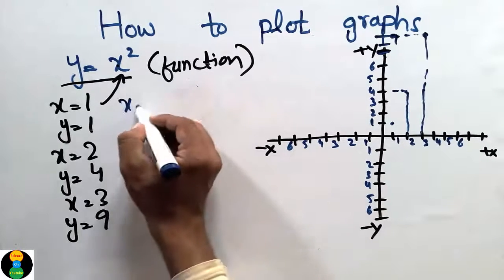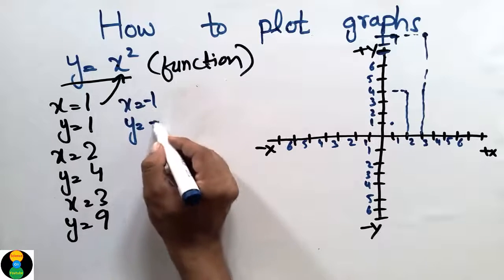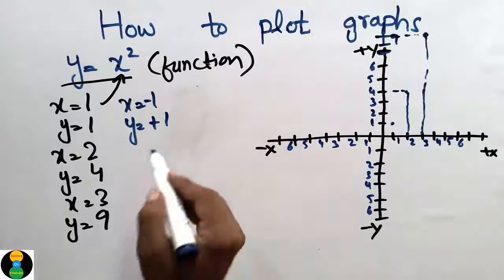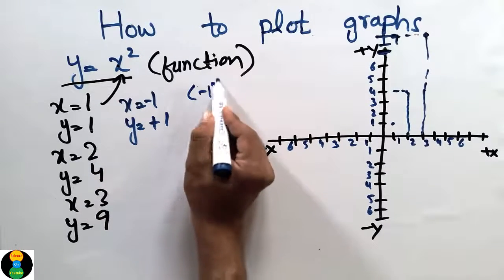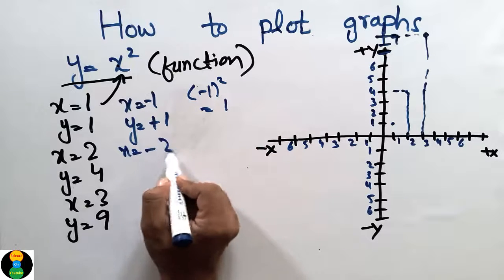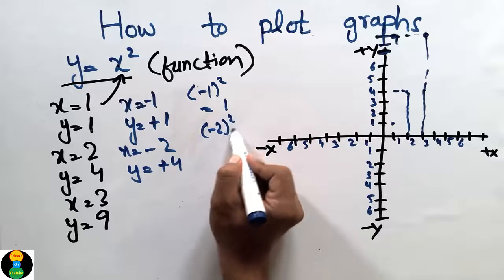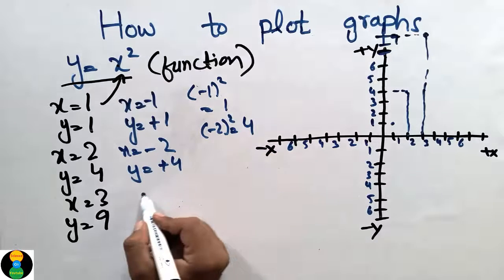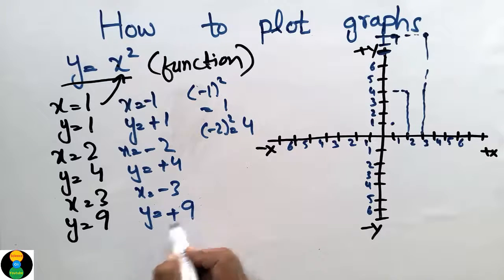Now when x is equal to minus 1, y comes out to be plus 1, because here x is squared, so when we put the minus value here, it will become positive. Similarly, when x is equal to minus 2, y comes out to be plus 4, because minus 2 squared comes out to be positive. When x is equal to minus 3, y comes out to be plus 9, right?